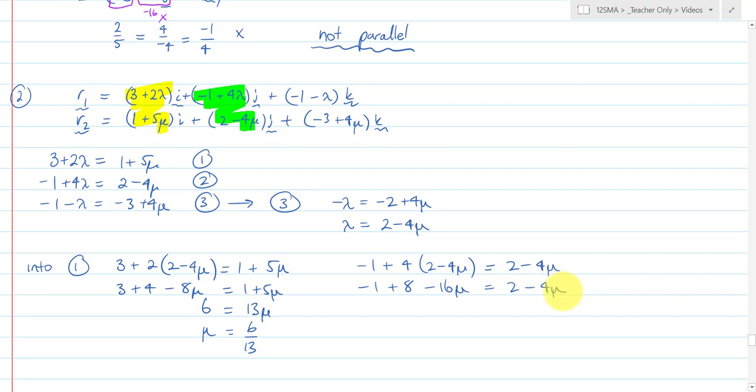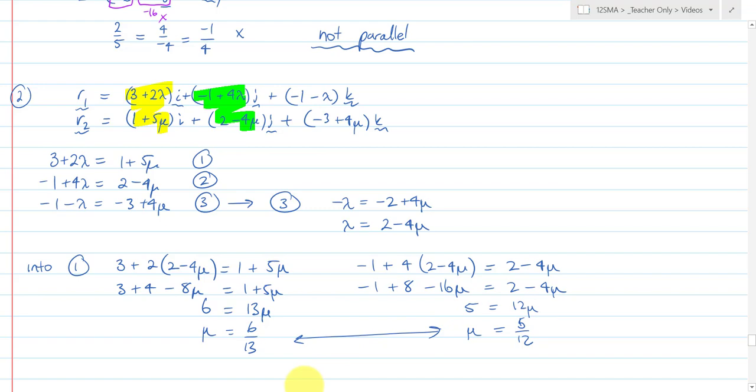And now I'm going to put, again, the mu's and the numbers together. So I'll add 16 mu to both sides, subtract 2. Negative 1 plus 8 is 7, minus 2 is 5, and negative 4 mu plus 16 mu is equal to 12 mu, and I get mu is equal to 5 on 12, which is actually not that far away from 6 on 13, but a contradiction nonetheless. They are not the same number.